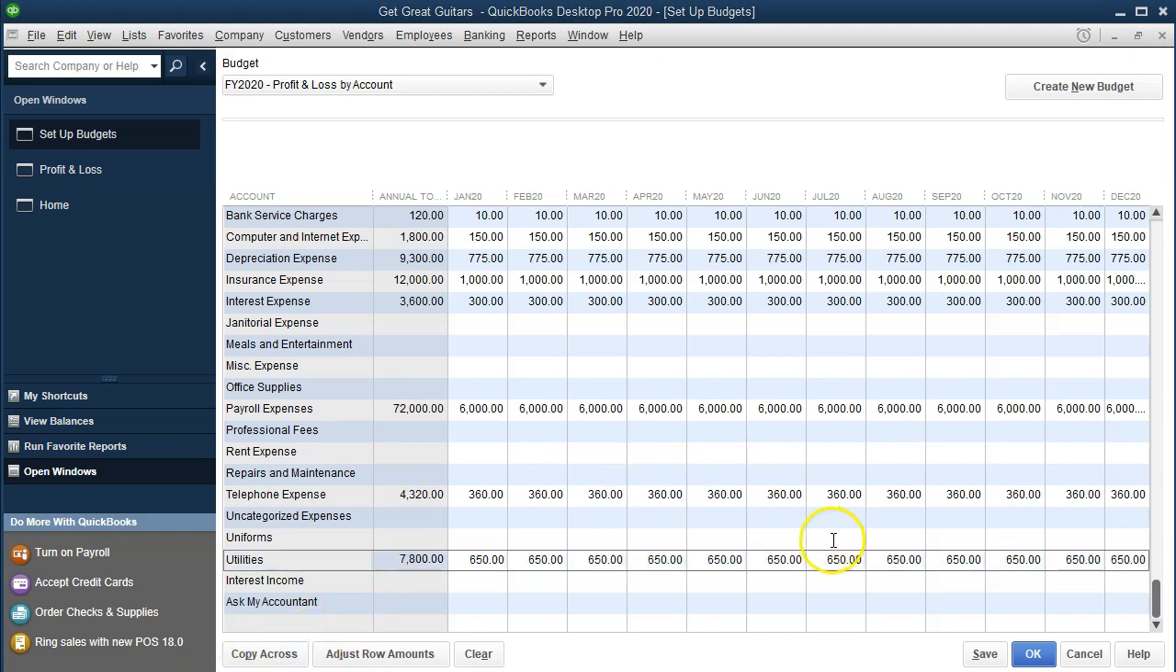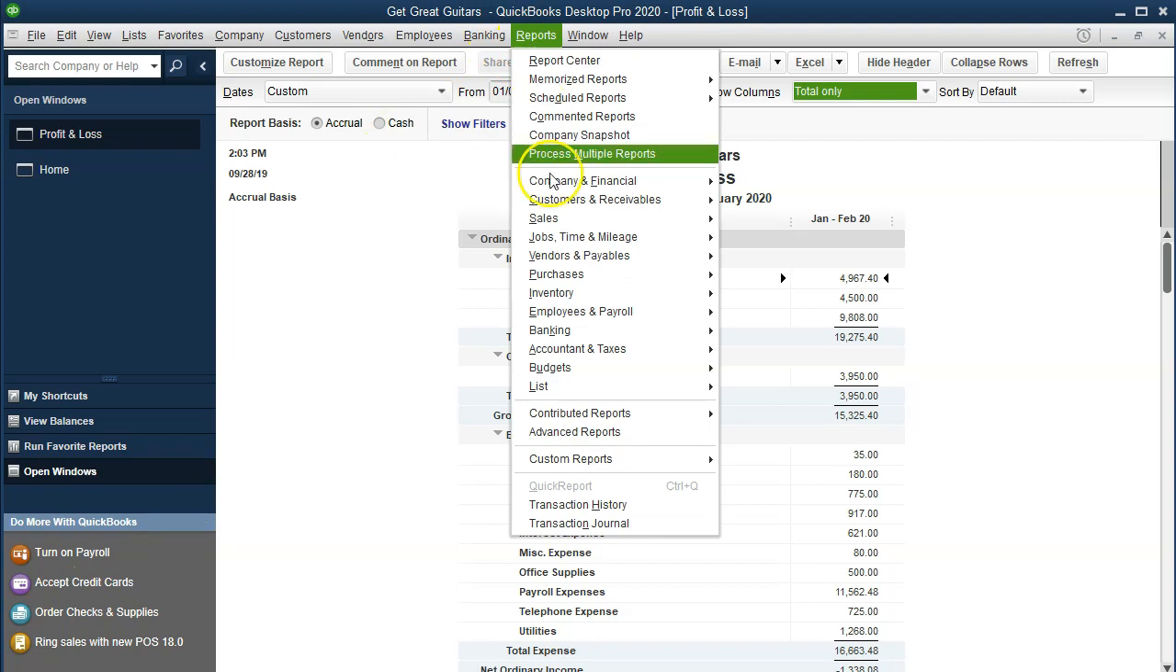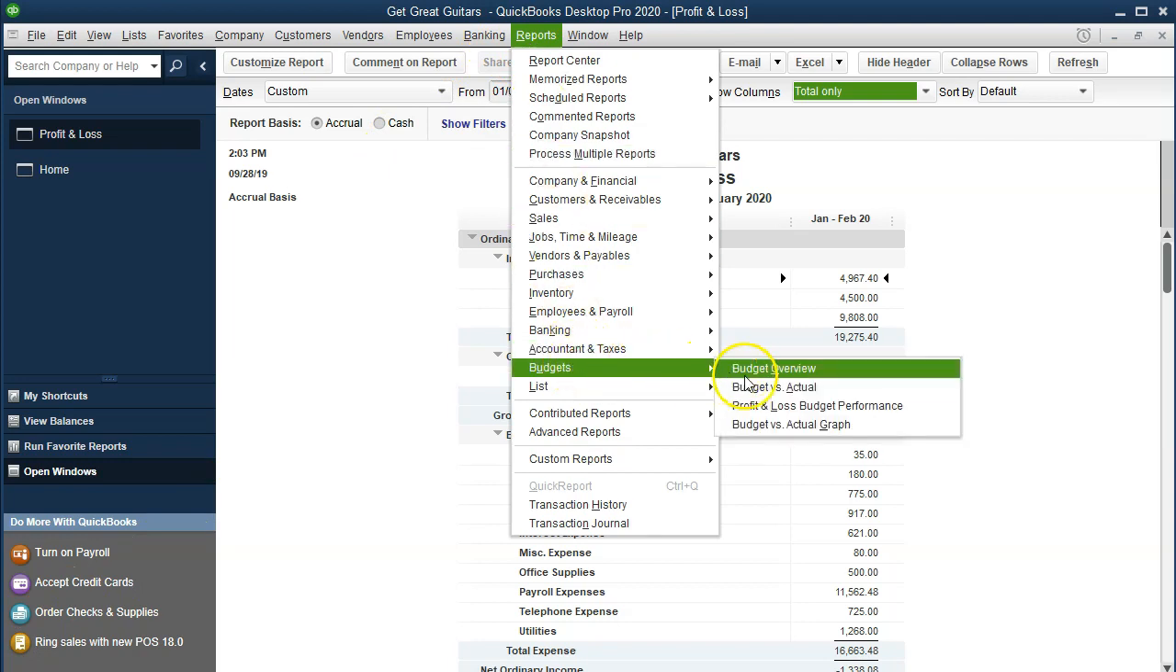So now what we will do is save this. I'm going to say save, and then I'm going to say OK. Now we can go ahead and take a look at our reports for the budgeted information. We're in the standard profit and loss now. Let's consider the budget. We're going to then go to the reports drop down up top. We're going to go down to the budgets, and then we want to take first a look at the budget overview.